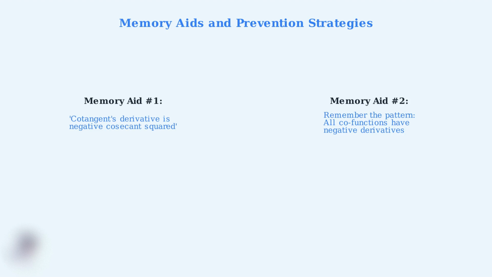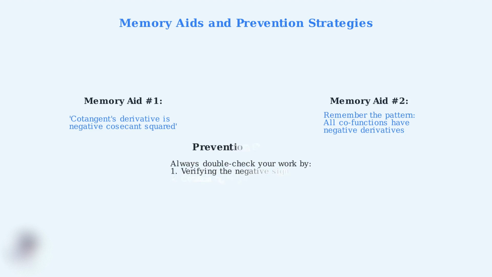To help you remember and avoid these mistakes, here are some effective memory aids and prevention strategies. First memory aid: create a simple phrase like "cotangent's derivative is negative cosecant squared." Repeat this phrase until it becomes automatic. Second memory aid: remember the pattern that all cofunctions, like cotangent, cosecant, and cosine, have negative derivatives. This pattern can help you remember the negative sign.